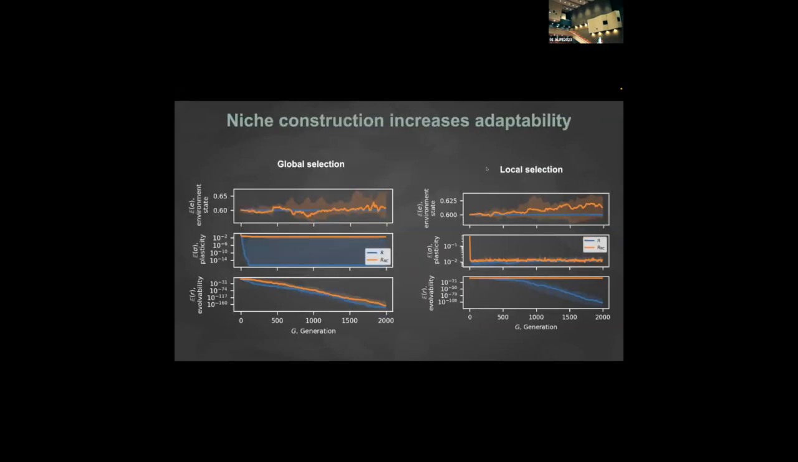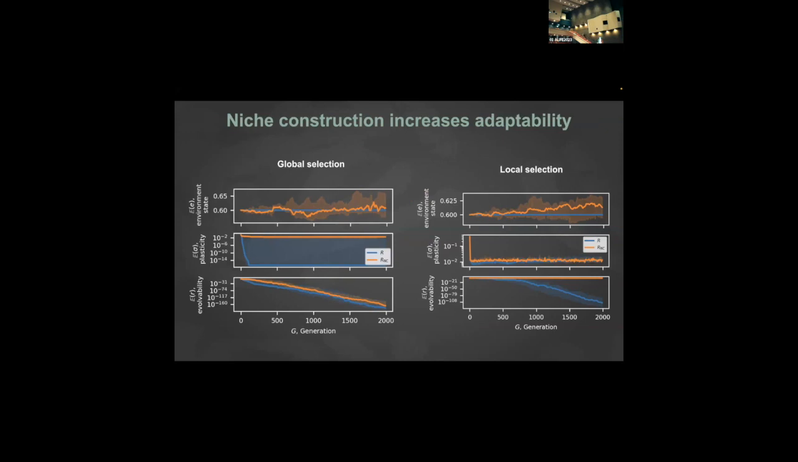Another hypothesis was whether niche construction can favor adaptability. For this case, we compare a population that has niche construction activated, the genome, which is the orange one, and one where the genome is deactivated, the blue. And we do the study both for global selection and local selection. We see that in both cases, adaptability increased, but in different ways.